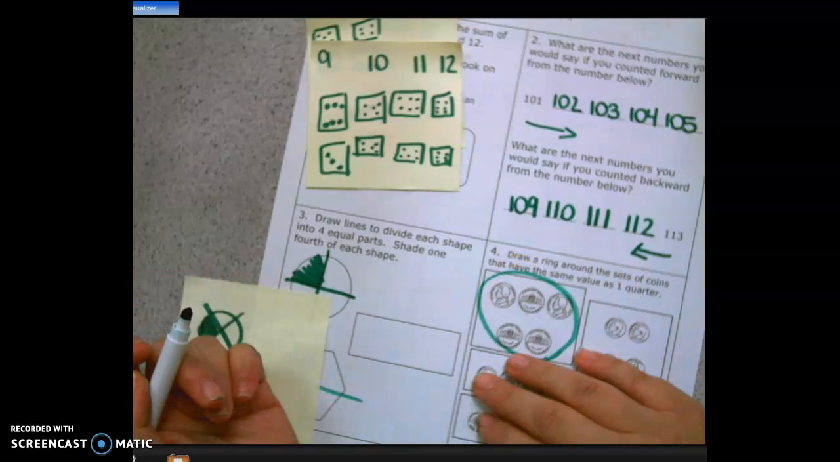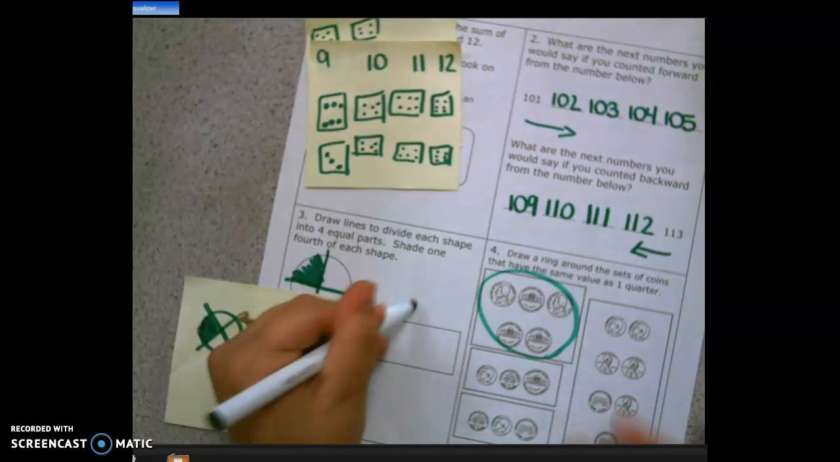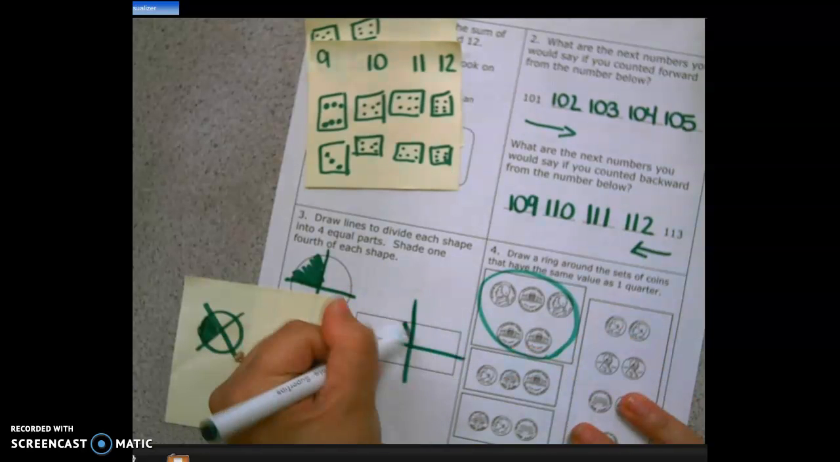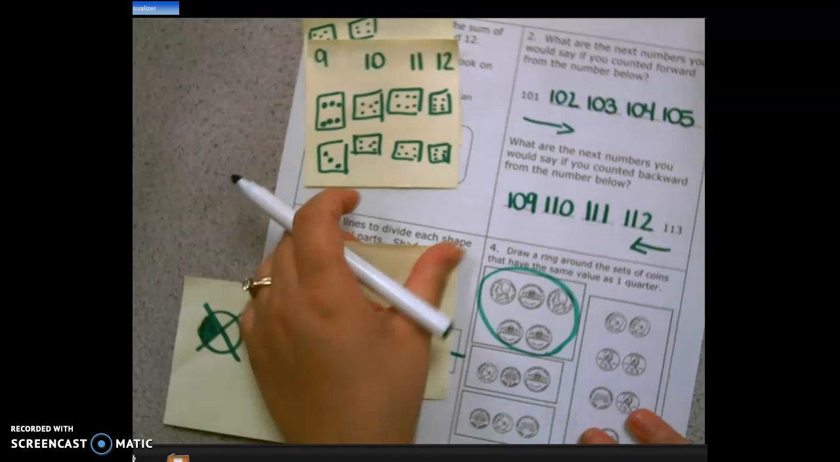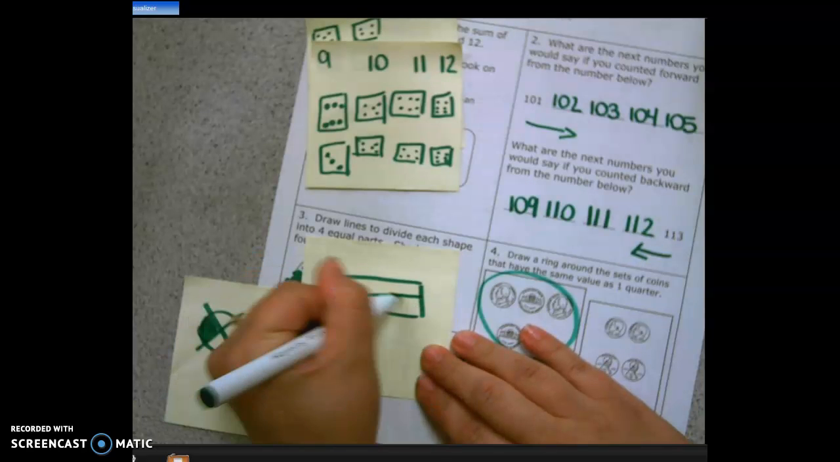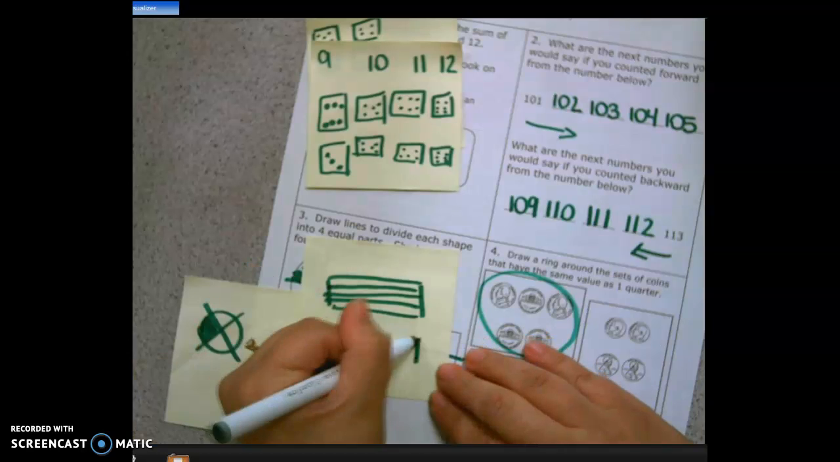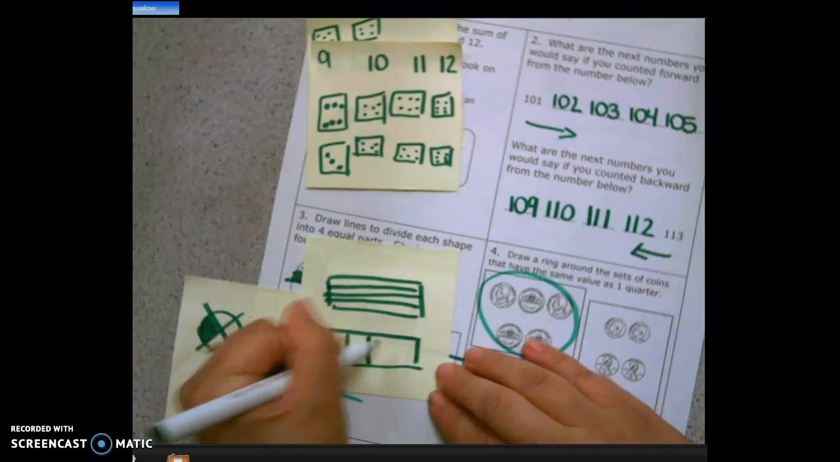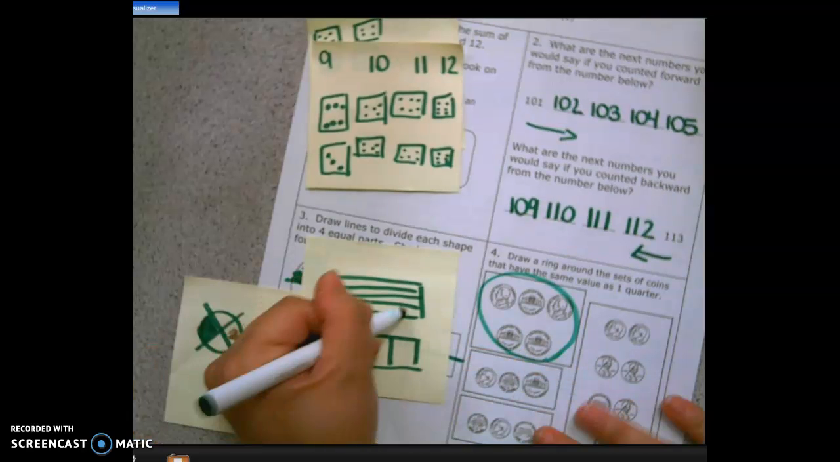The next shape is a rectangle. You can divide it like this and shade in 1/4 this way. Or your rectangle can be divided like this. Or your rectangle could have been divided like this. Those would have all been correct answers.